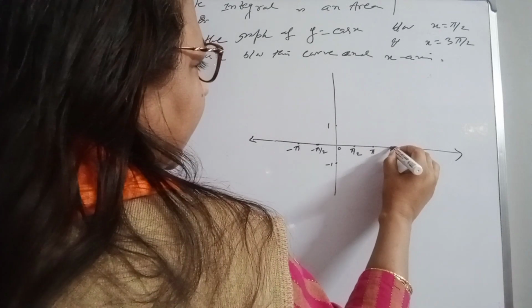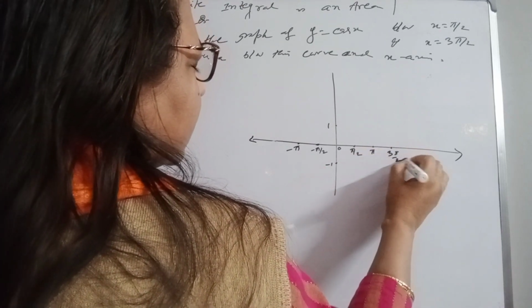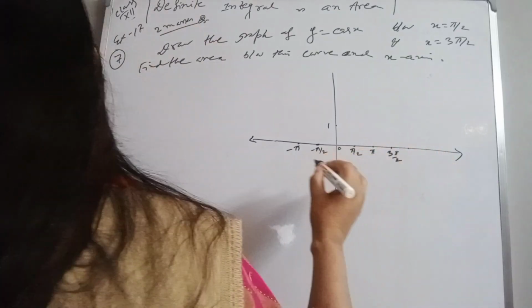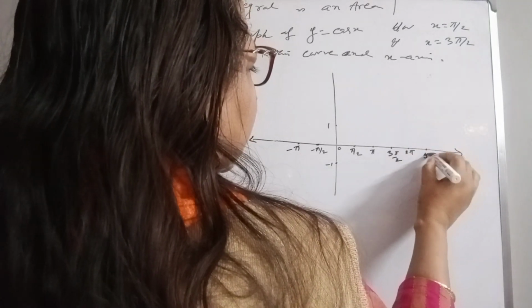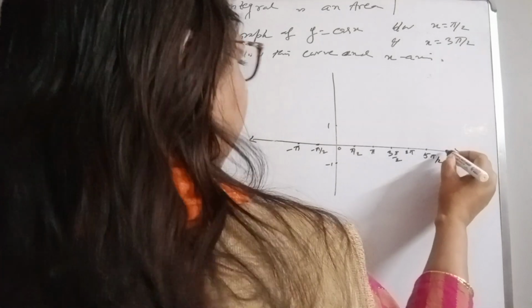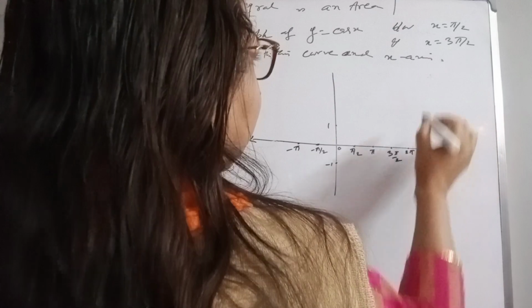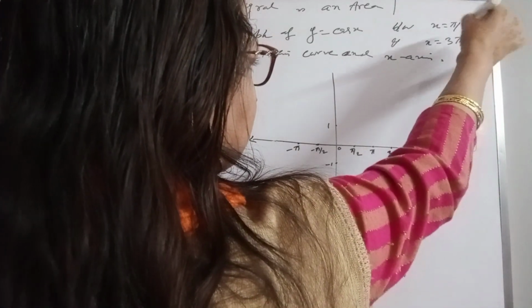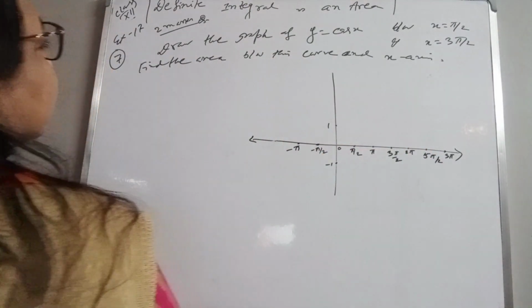next is 3 pi by 2, next is 4 pi by 2 means 2 pi, next is 5 pi by 2, next is 3 pi. But we have to give only pi by 2 to 3 pi by 2. Draw the graph y equal to cos x and find the area.